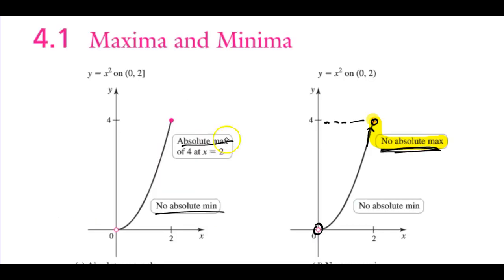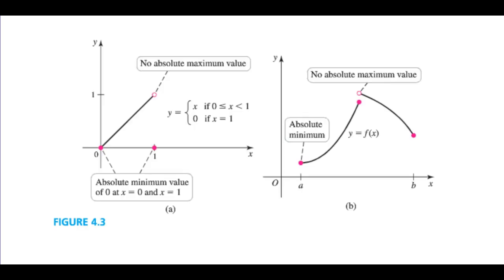Oh, well, this one, yes, it's closed, so there is an absolute max for this one, but here there's no. Again, more examples of no, and this does have a min, and this has no absolute max, because we don't know what it approaches here, but I do have a min value, whatever this would be, maybe a 1.